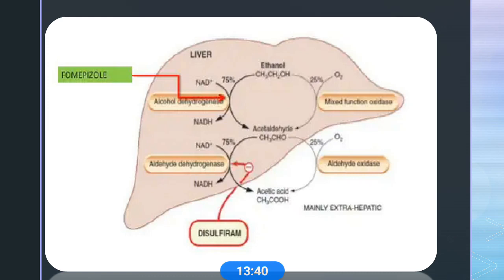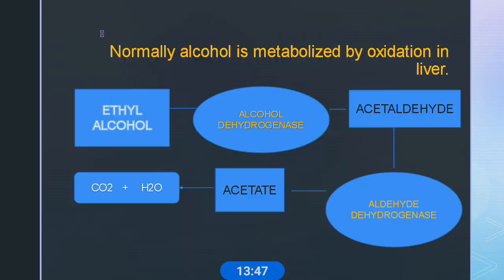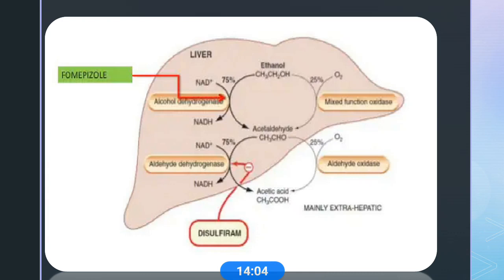Disulfiram is mainly an aldehyde dehydrogenase inhibitor. So it blocks the second step of alcohol oxidation, blocking the production of acetate. What happens is that the acetaldehyde level increases in our body. When the acetaldehyde level increases, it shows certain manifestations like flushing, headache and nausea. Due to these manifestations, patients hesitate to take alcohol. This is the main action of disulfiram for chronic alcoholics. Fomepizole is another drug, mainly used in methanol poisoning. It is a good alcohol dehydrogenase inhibitor.